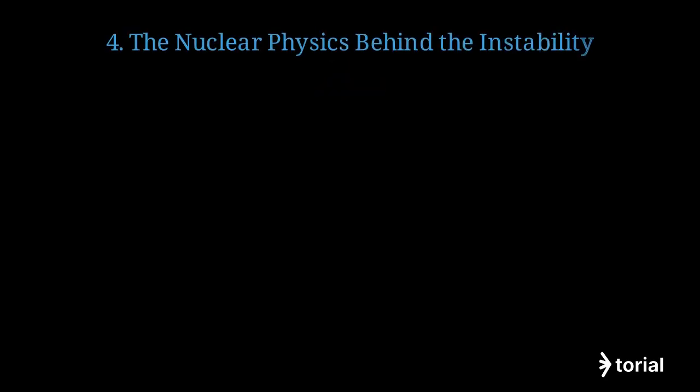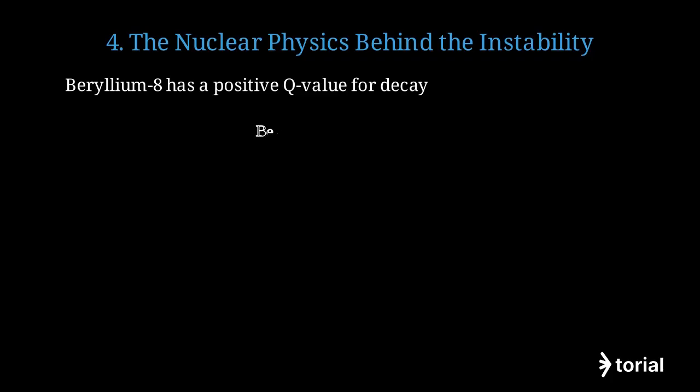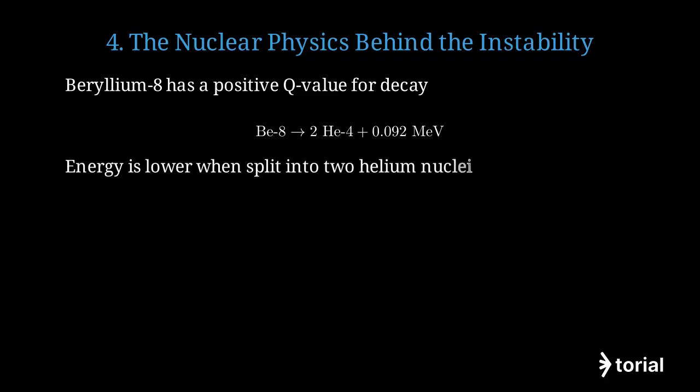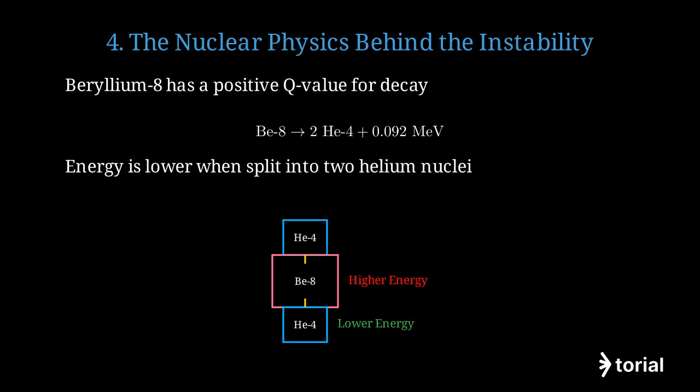Let's understand the nuclear physics that makes beryllium-8 so unstable. The reason for this instability is that beryllium-8 has a positive Q value for decay, meaning it releases energy when splitting. When beryllium-8 splits back into 2 helium-4 nuclei, it releases 0.092 million electron volts of energy. The system has lower energy when it exists as 2 separate helium nuclei rather than 1 beryllium-8 nucleus. This energy diagram shows that beryllium-8 sits at a higher energy state, while 2 separate helium nuclei are at lower energy, making the split energetically favorable.